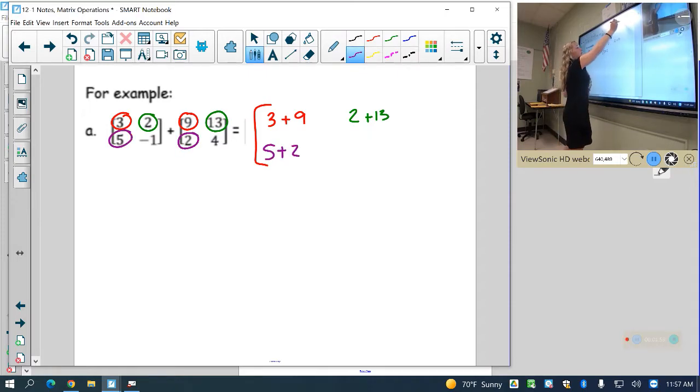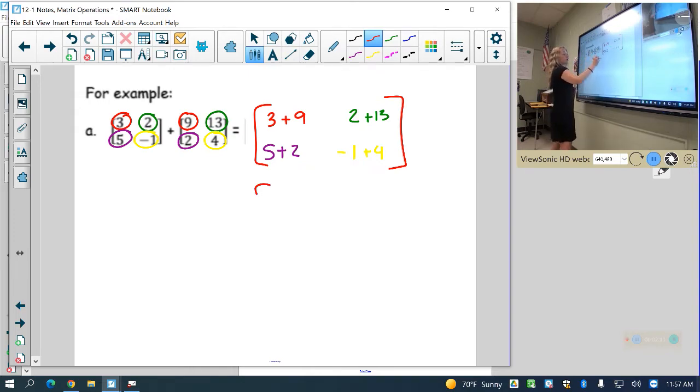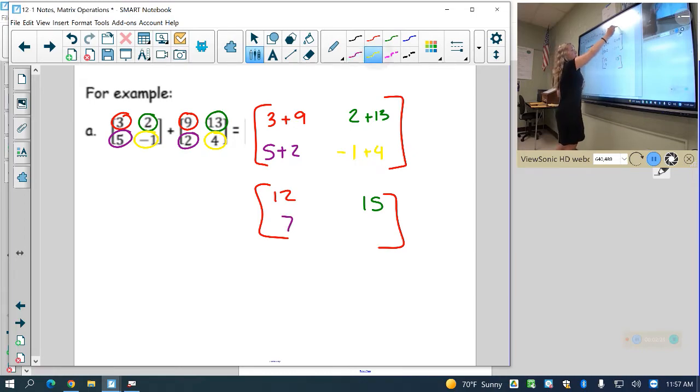And finally, row 2, column 2, negative 1 plus 4 goes here. And that's my new solution. Just go ahead and simplify. So 3 plus 9 is 12. 2 plus 13 is 15. 5 plus 2 is 7. And then negative 1 plus 4 is 3. So that's my solution right there. Very simple. So let's go to the next one.